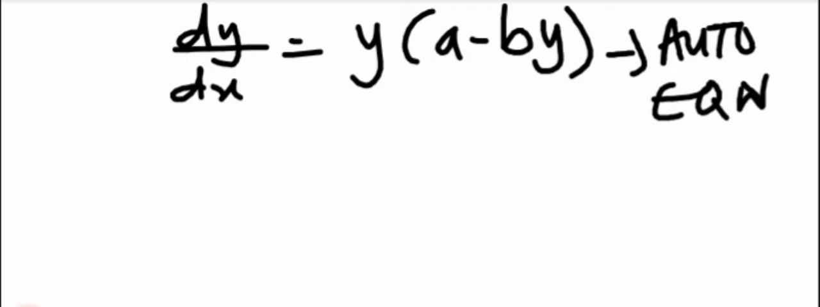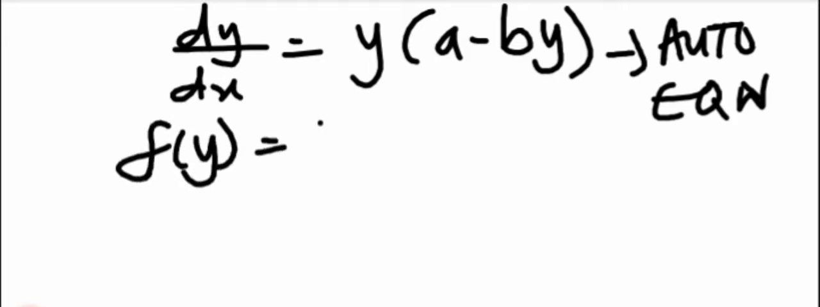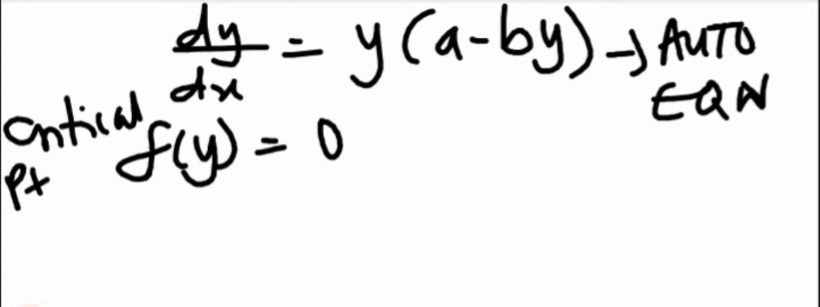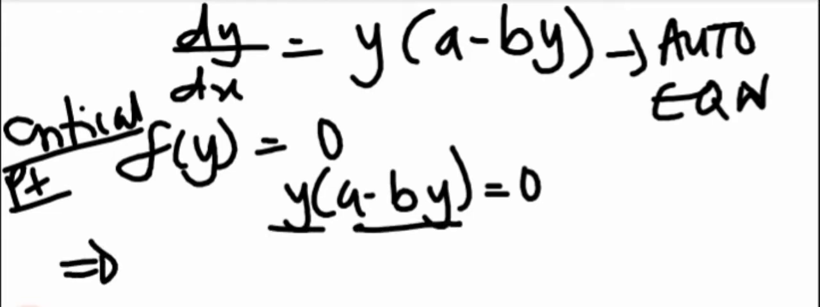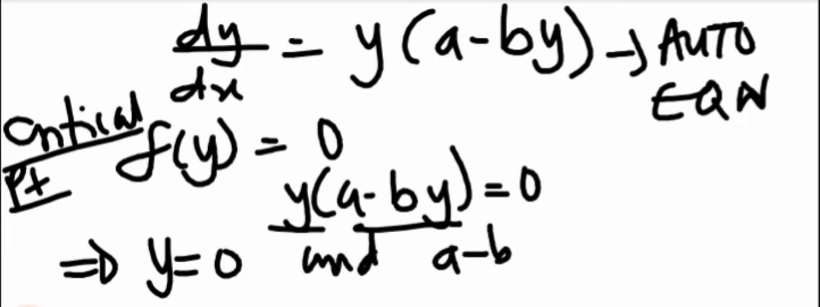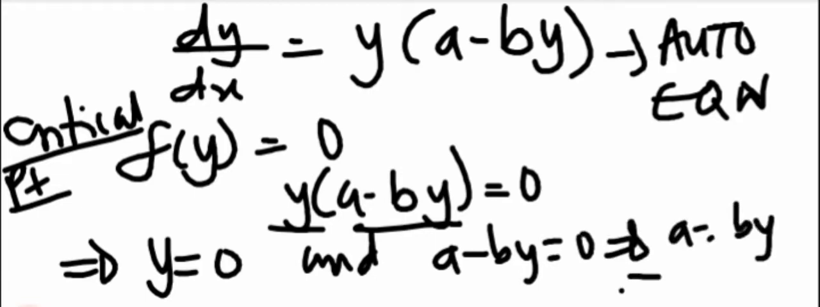Now I can move forward. The next step is what? Get your critical point. So you need to find out where f(y) is equal to 0. What's your f(y)? Your f(y) is y times (a minus by) is equal to 0. So what does this mean? y is equal to 0, and a minus by is equal to 0. So this implies that a is equal to by, and this implies that y is equal to a over b.